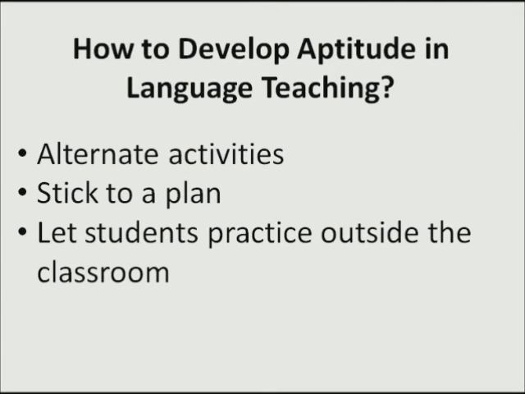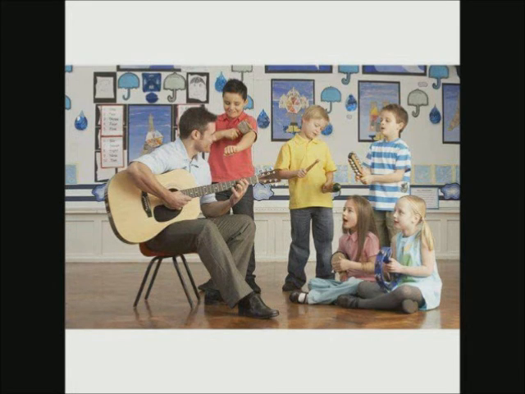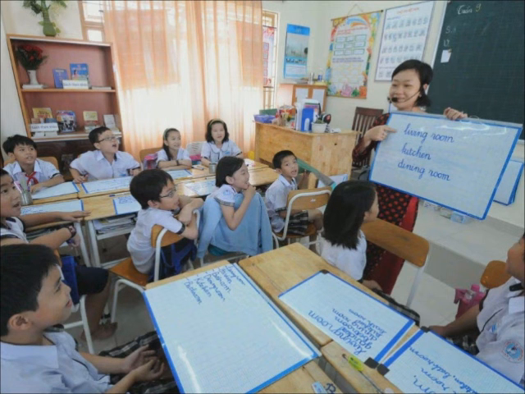In order to develop aptitude in a classroom, there are some strategies that can be applied. Number 1. Alternate activities. Create a classroom environment in which different exercises and activities are promoted. Number 2. Stick to a plan. If you stick to a plan, your students are going to develop easily through the class.